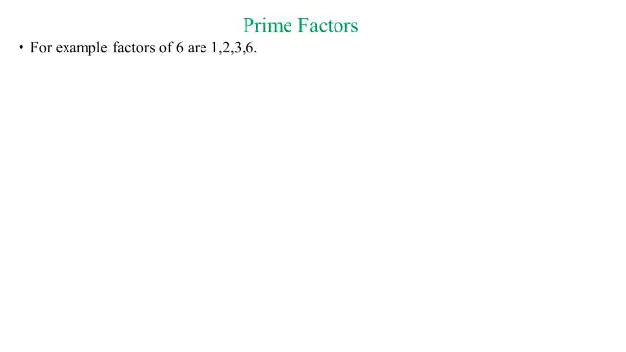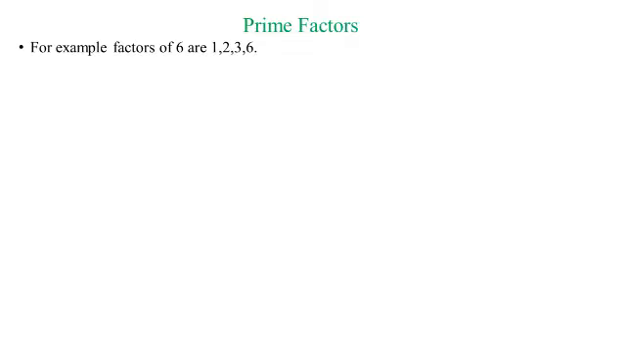1 times 6 gives 6. 2 times 3 gives 6. So the factors of 6 are 1, 2, 3 and 6. In this factor, we can see that 2 and 3 are prime numbers and 2 times 3 is 6. Since 2 and 3 are prime numbers, we call them prime factors of 6.